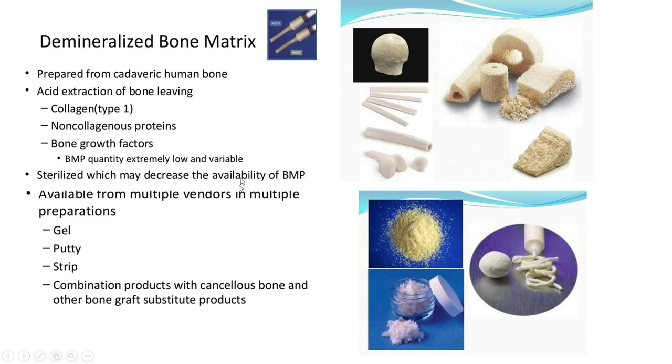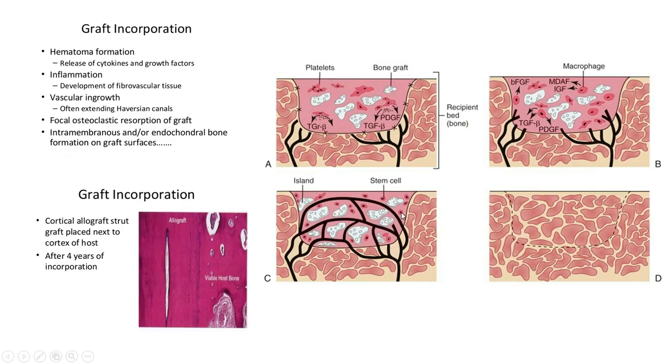But nowadays it can be mixed with humanized or recombinant bone morphogenic protein. Among the bone morphogenic proteins, BMP 2 and 7 are highly active, and though it is very costly, it will act as a very good alternative.